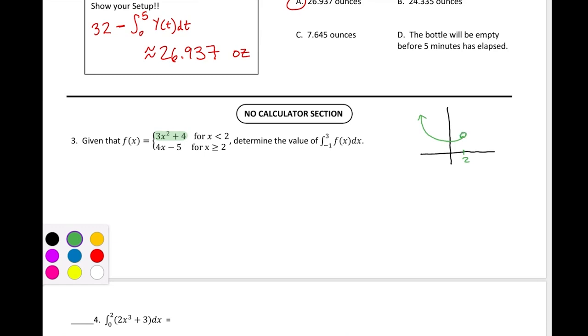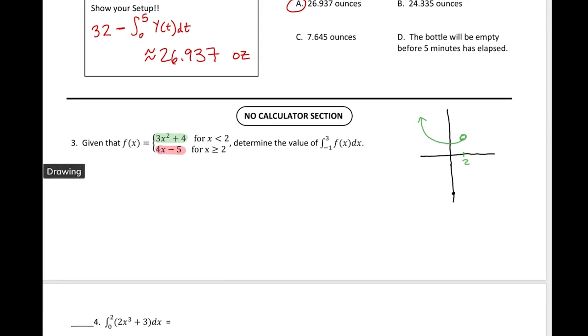The next function, the next piece, is 4x minus 5. So that would actually start at -5 with the y-intercept of -5. It would be like somewhere down here. So let me highlight this so we can see exactly which one's which. And then I go up 4 over 1, up 4 over 1. And I'm not really sure if this is going to be above or below.